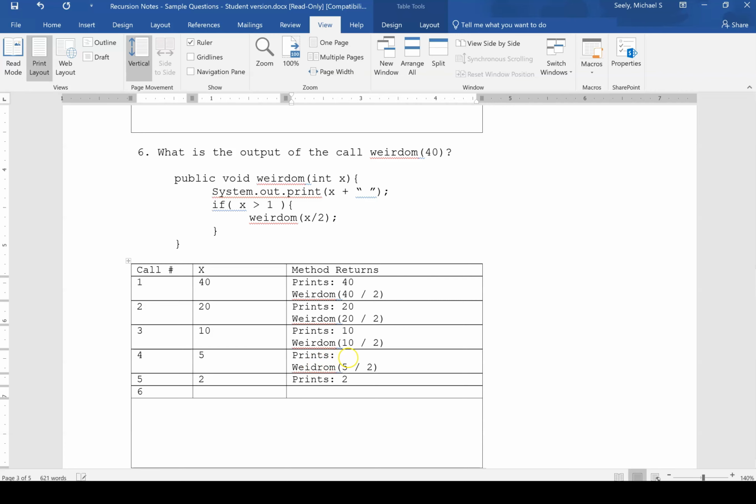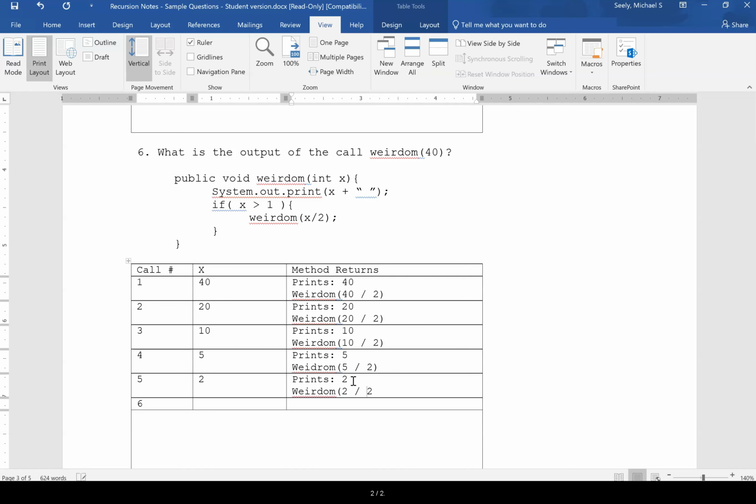I should have put a 5 there. I don't know why I did that, but anyway. We're 2 divided by 2 is 1. So it prints 1. So this one prints 40.